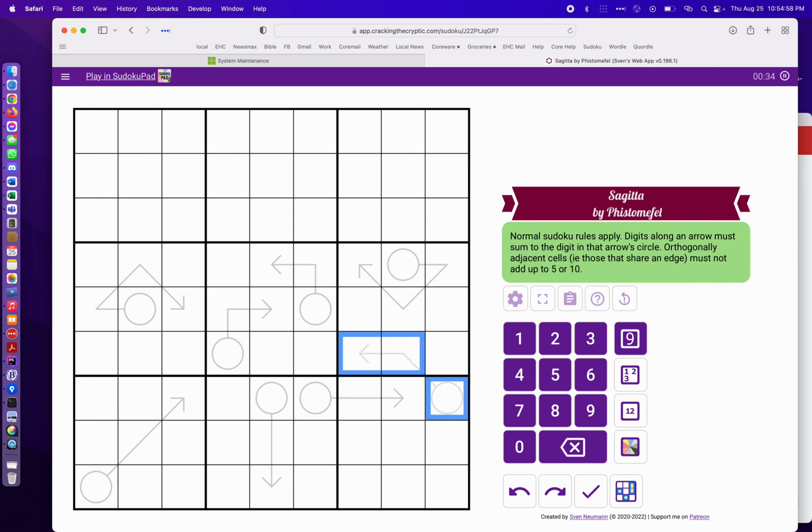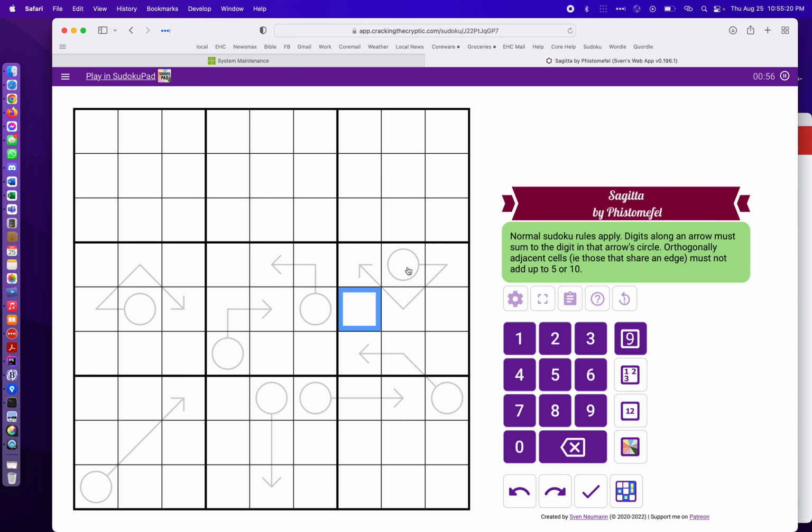Orthogonally adjacent cells, those that share an edge, must not add up to 5 or 10. So you can't have 2 and 3, or 2 and 8, or 3 and 7. So they can't add up to 5 or 10. Cells that are beside each other share an edge.